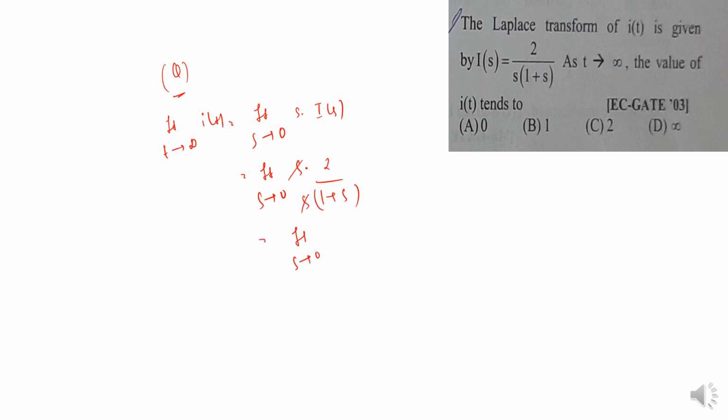Now let us solve this question. The Laplace transform of i of t is given by I(s). The final value as t tends to infinity is being asked, right? Limit t tends to infinity of i(t) is equal to limit s tends to 0 of s into I(s). So limit s tends to 0 of s into I(s) is 2 by 1 plus s into s. This gets cancelled. So limit s tends to 0 of 2 by s plus 1. Now apply the limit.